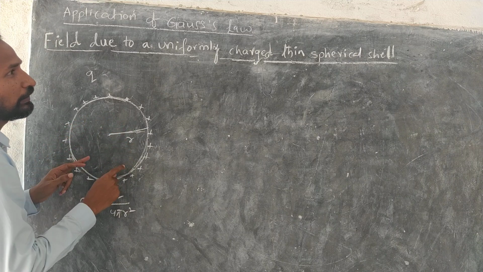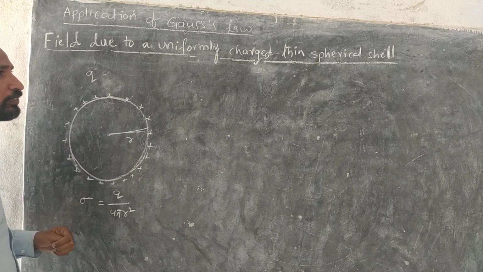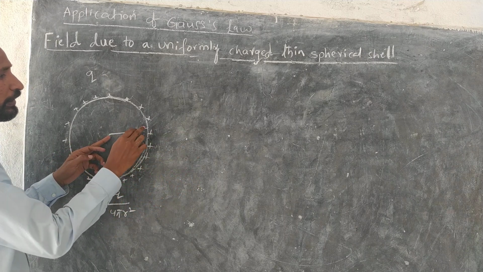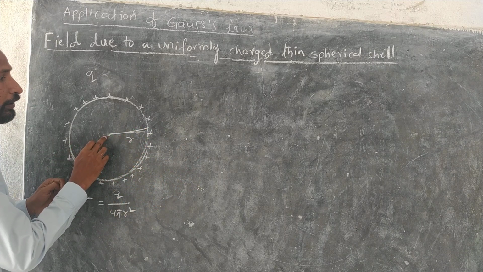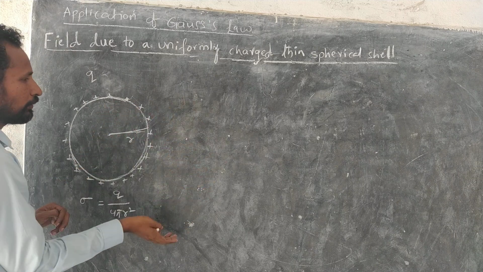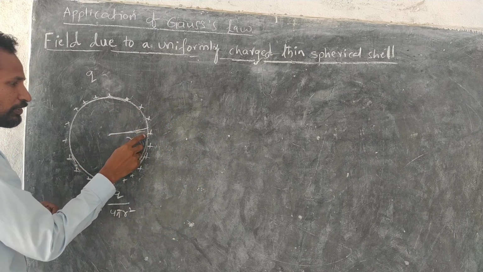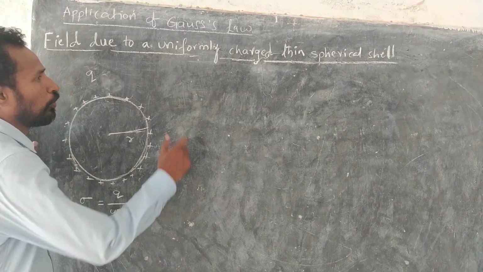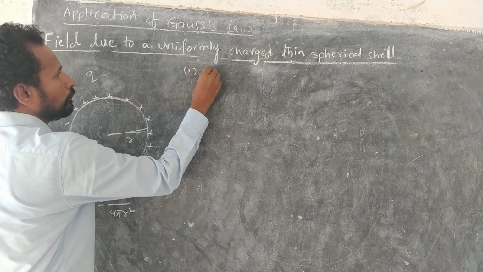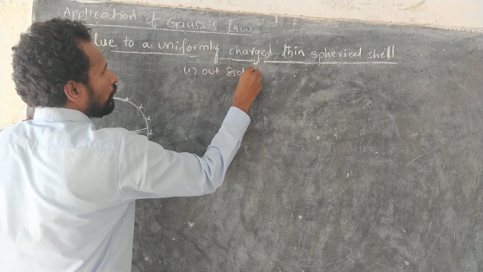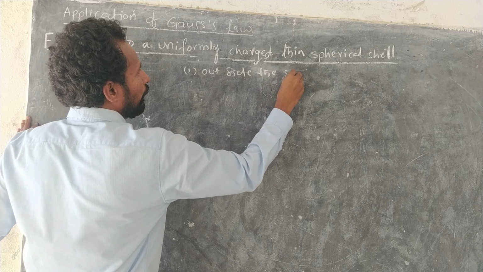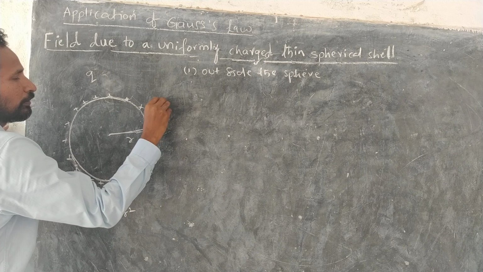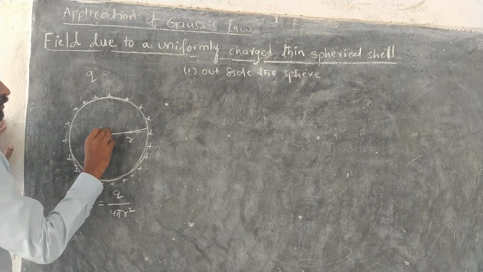Now, electric field due to this shell, we have three points. One is outside the sphere, next one is on the sphere, next one inside. We will have 3 fields: one outside the spherical shell, on the shell, and inside the shell. Now first case, outside the sphere. I am taking a point outside.